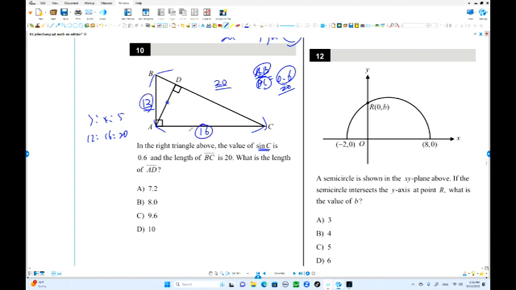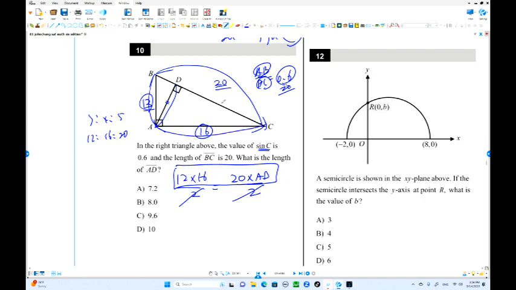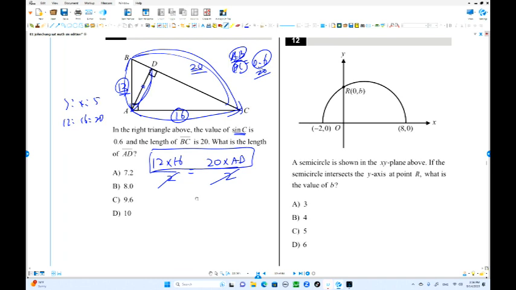Maybe you can use these two legs. They are perpendicular. The area of this triangle is 12 times 16 divided by 2. Or, taking this as the base, and the height AD, that is the same area, right? So 20 times AD divided by 2. That's the formula in the right triangle proportion: AB times AC equals BC times AD, okay?